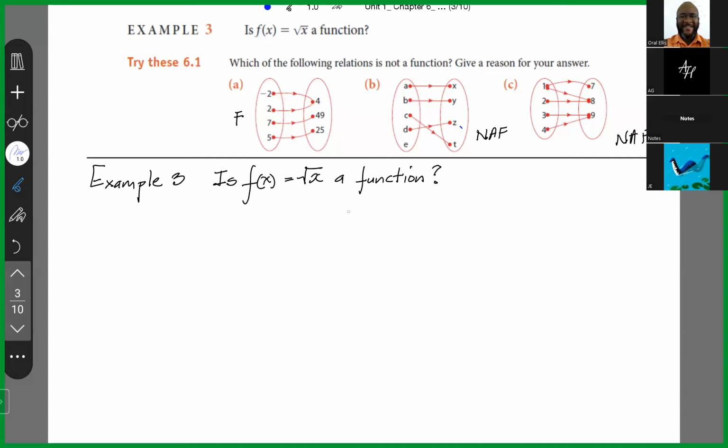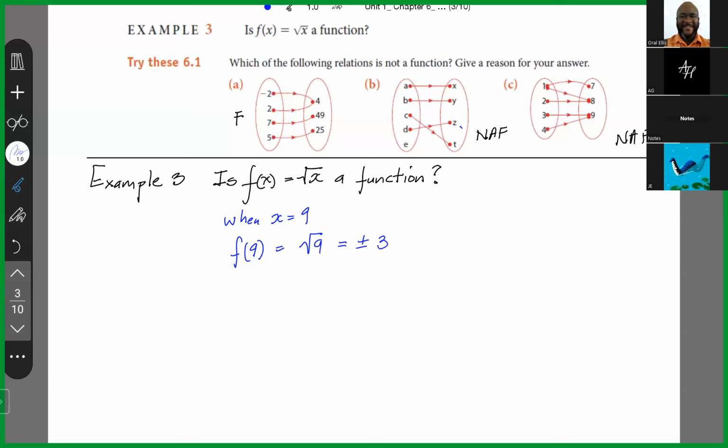Example 3. Is f of x equal to the root of x a function? Well, let's just try something. The answer basically to this question is no, but let's look at something. Let us say x is equal to 9. f of 9 would be equal to the square root of 9, which would be positive and negative 3.